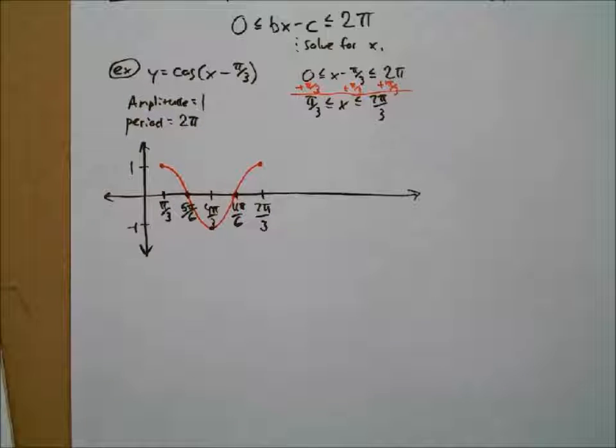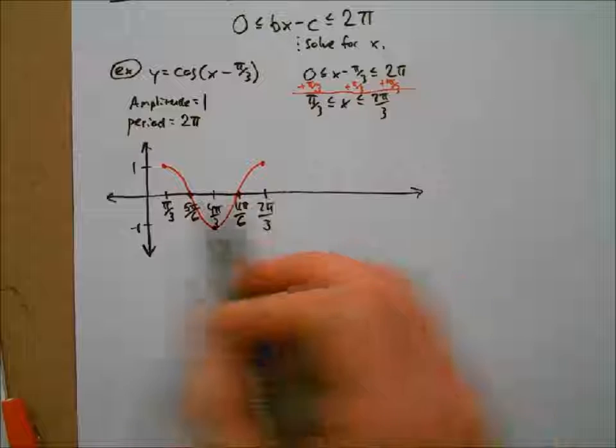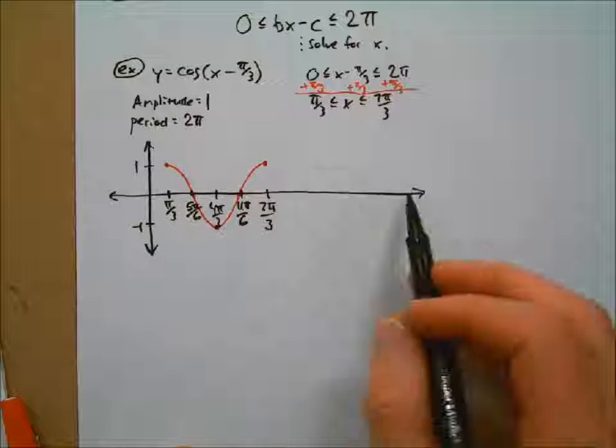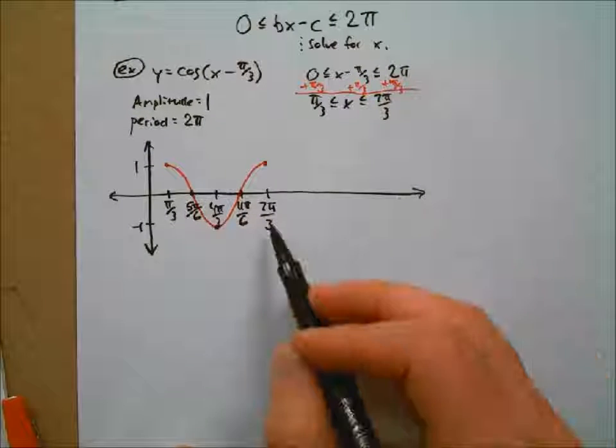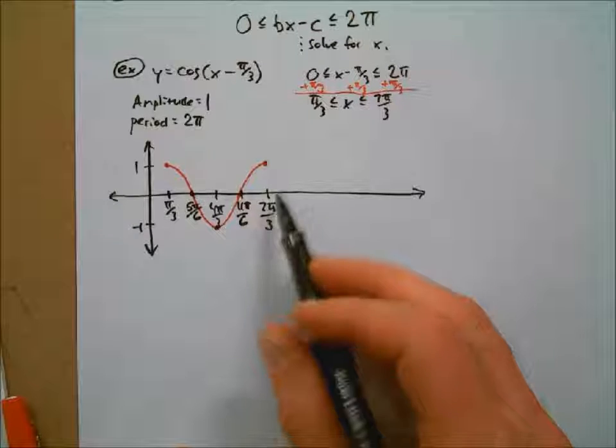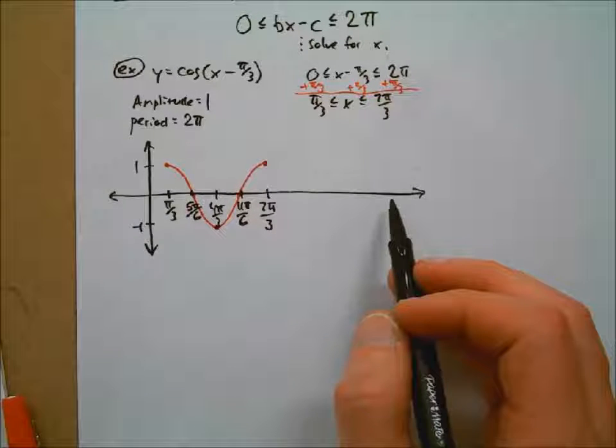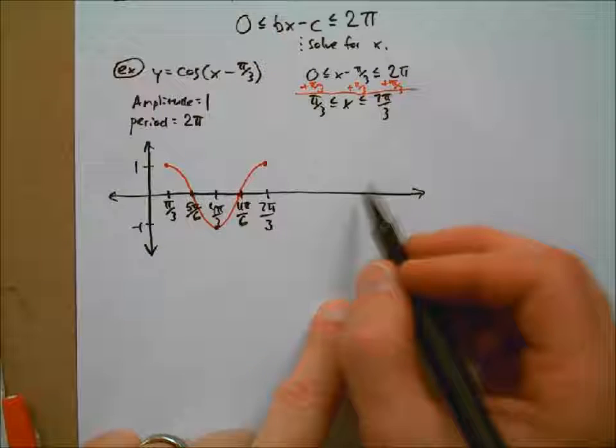Okay, so let's say we want to do another full period here. Well, again, we know the length is 2 pi. So if I want to figure out where my next period is going to end, we'll take 7 pi over 3 and we'll add 2 pi to it. So 2 pi is the same thing as 6 pi over 3 plus 7 pi over 3, so it would be 13 pi over 3.